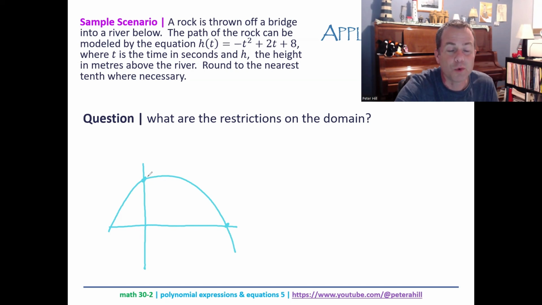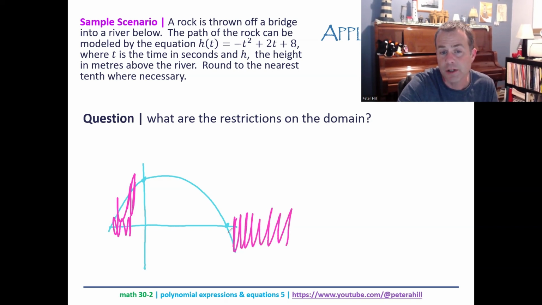But we need to think about what's meaningful in the context of the question. I actually don't care about anything over here because it's all negative time, okay? I can't go backwards in time. I don't care about anything after here because by that time the rock has hit the water. So the conversation is kind of over. Okay. So my meaningful domain is actually only from here to here. That's the only part of this graph that has meaning in the context of the question.